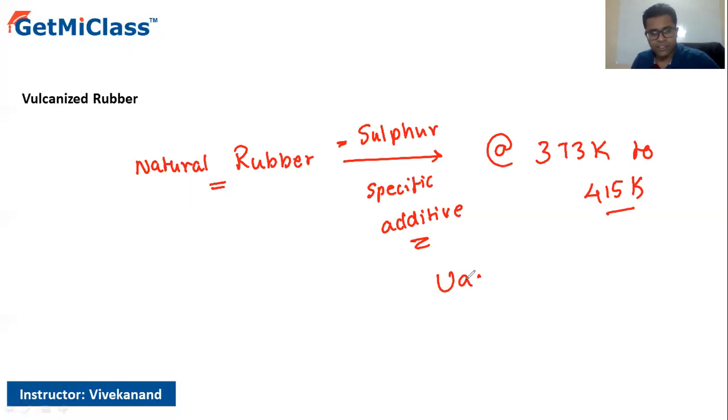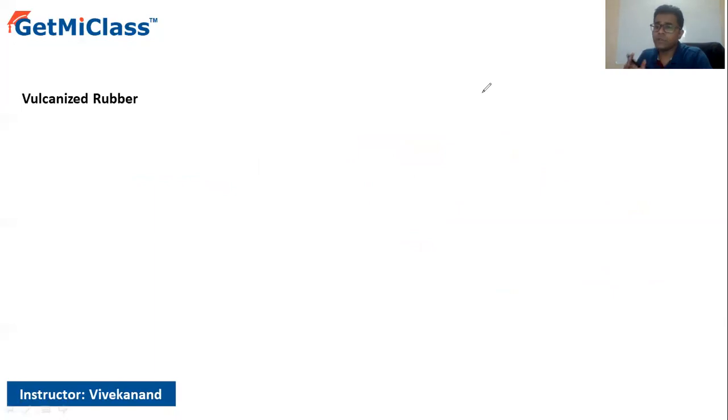So this process is termed as the vulcanization of rubber. Naturally, the vulcanization of rubber is nothing more than treating a natural rubber with sulfur along with certain additives at the temperature of 373 kelvins to around 415 kelvins, in order to get a stiff rubber. Now this rubber, what we get, we call it a vulcanized rubber.